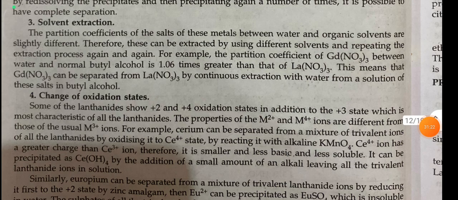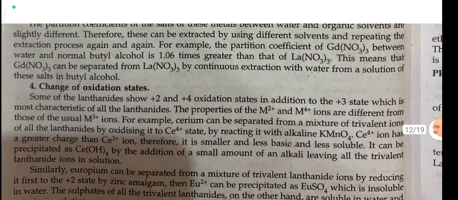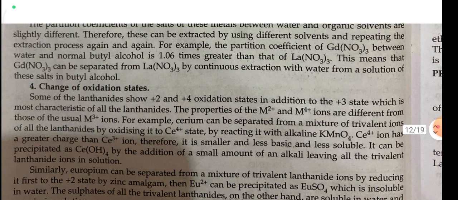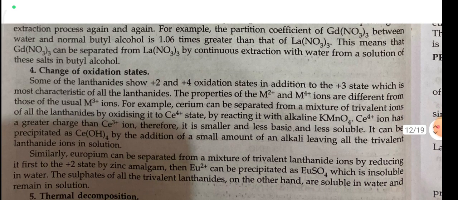Solvent extraction. The partition coefficients of salts of these metals between water and an organic solvent are slightly different. Therefore, these can be extracted by using different solvents and repeating the extraction process again and again. For example, the partition coefficient of Gd(NO3)3 between water and normal butyl alcohol is 1.06 times greater than that of La(NO3)3. This means that Gd(NO3)3 can be separated from La(NO3)3 by continuous extraction with water, from the solubility of these salts in butyl alcohol.